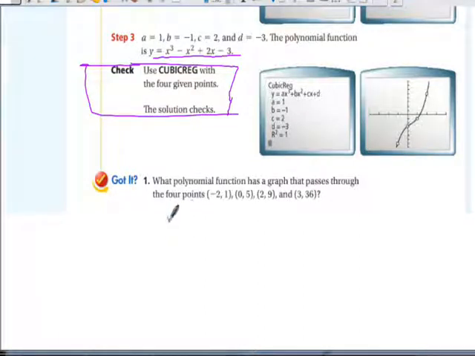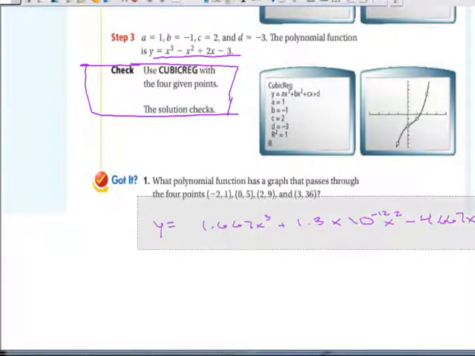All right, you've unpaused. Hopefully in your calculator you got y equals 1.667x cubed plus 1.3 times 10 to the negative 12 x squared. That just means that's a huge decimal. This is scientific notation here to make it shorter. Minus 4.667x plus 5. Okay, and that went a little bit off right there. So that's what you should get.